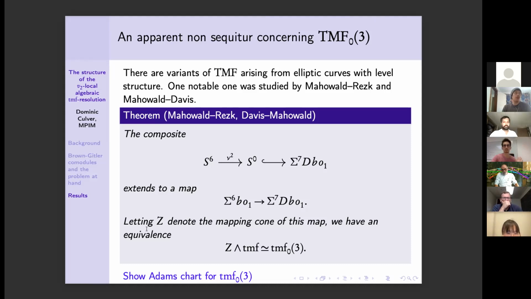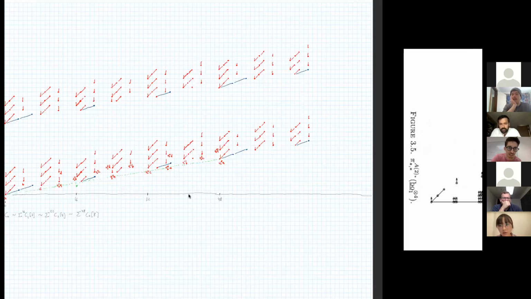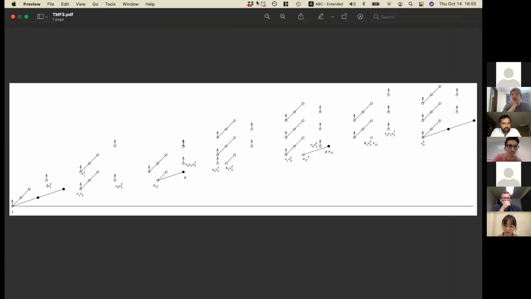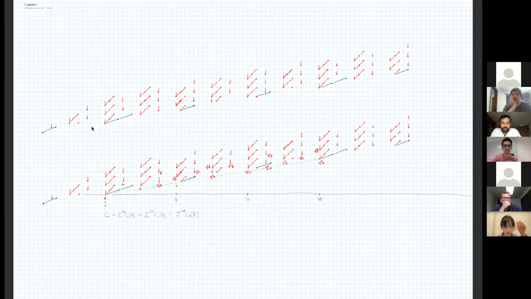Right. Okay, but I want to show you the Adams chart. The other thing is that Davis-Mahowald give the Adams chart for TMF03, and I think I have it somewhere here. I hope I have it. Is this it? Yes. Okay, this is TMF03. And then, oh yeah, okay, good. They're right next to each other.